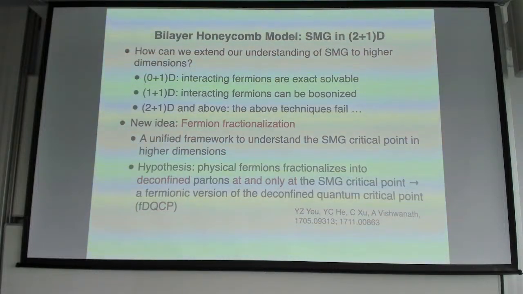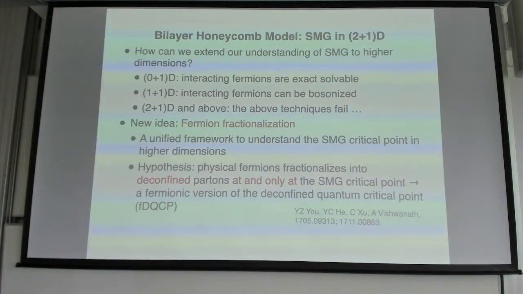And the idea I want to advocate is called fermion fractionalization. It provides a uniform framework to understand SMG critical points in higher dimensions. The hypothesis is that the physical fermion in your original system fractionalizes into deconfined bosonic and fermionic partons at and only at the SMG critical point. So something fractionalizes into deconfined partons at the critical point only. This is a theme that in condensed matter physics we call deconfined quantum critical point. It's a quantum critical point where the deconfinement of some particles only happens at that point. But it's a fermionic version in the sense that it fractionalizes the fermion.